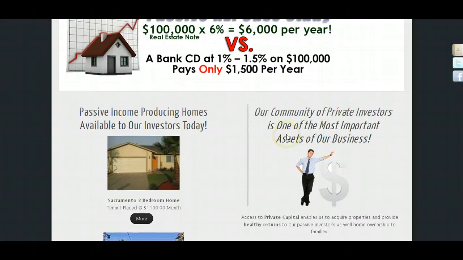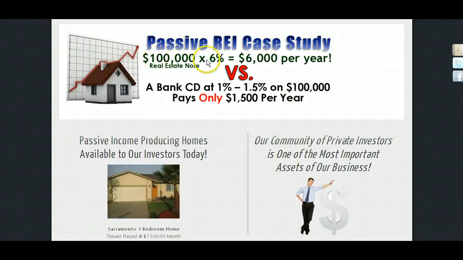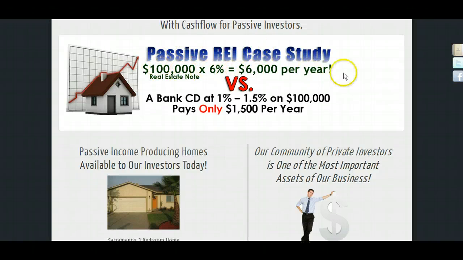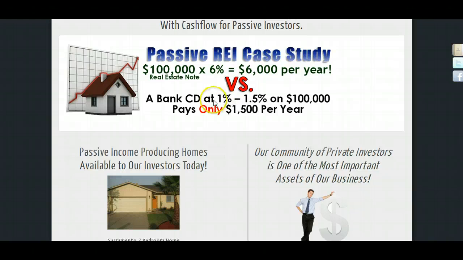Again, I've taken very careful care and attention even to the colors I choose. Passive REI is in blue. The example for passive REI is in green. And then you have the red versus symbol to attract the attention. And then you have only 1500 in red, which is negative, of course.